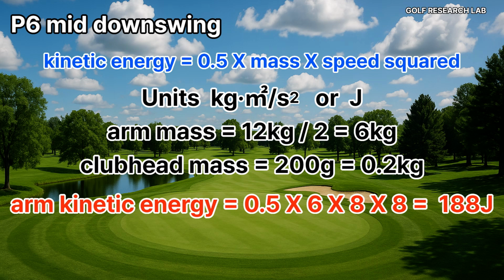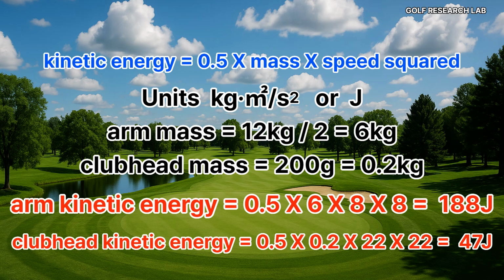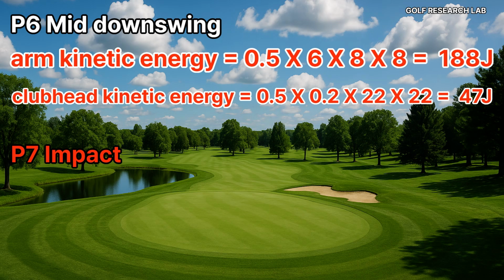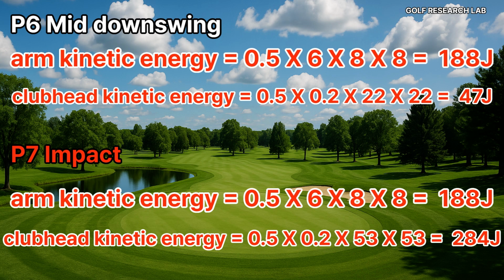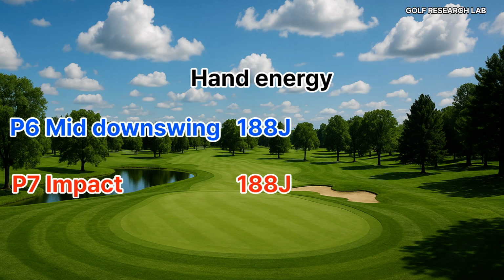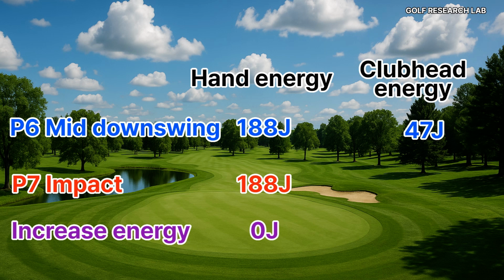At P6, hand kinetic energy, 1/2 multiplied by 6 kilograms multiplied by 8 meters per second squared, 188 joules. Club head kinetic energy, 1/2 multiplied by 0.2 kilograms multiplied by 22 meters per second squared, 47 joules. At P7, hand kinetic energy 188 joules. Club head kinetic energy, 1/2 multiplied by 0.2 kilograms multiplied by 53 meters per second squared, 284 joules. Increase from P6 to P7. Hand kinetic energy no change. Club head kinetic energy increases from 47 joules to 284 joules, which is an increase of 137 joules.